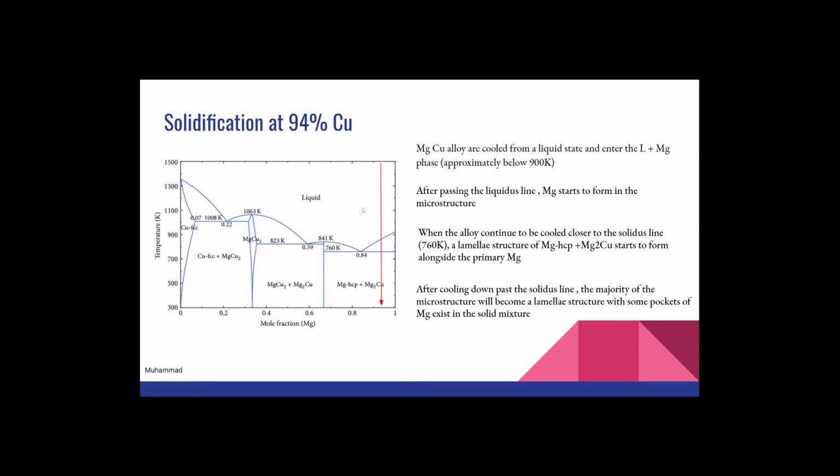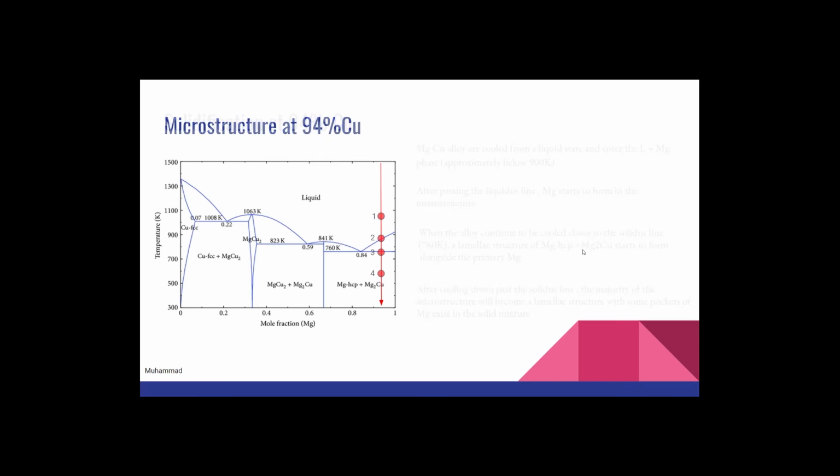MgCu alloy is cooled from a liquid state until it reaches the liquidus line here, where we can see Mg will start to form in the microstructure. Upon more cooling, it will reach the solidus line, which is at 760 Kelvin, where a lamellar structure of MgHCP plus Mg2Cu will start to form alongside the primary Mg from before. After cooling past the solidus line, the majority of the microstructure will become a lamellar structure with some pockets of Mg existing in the solid mixture.